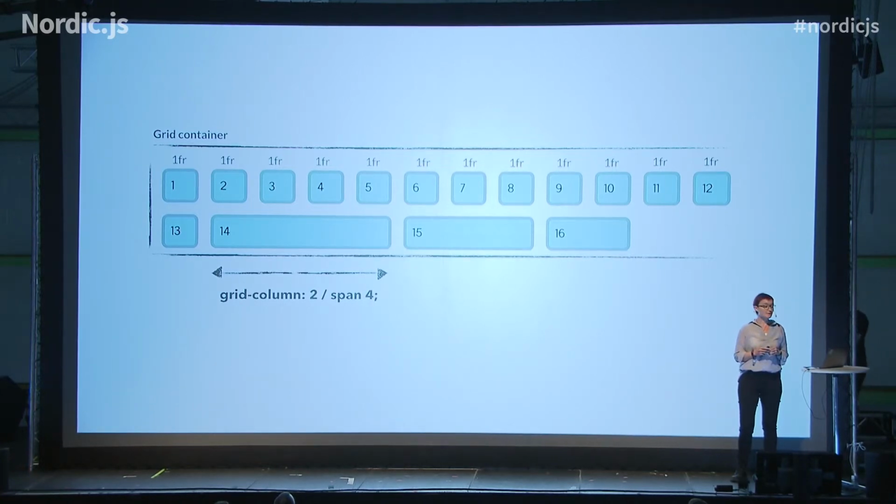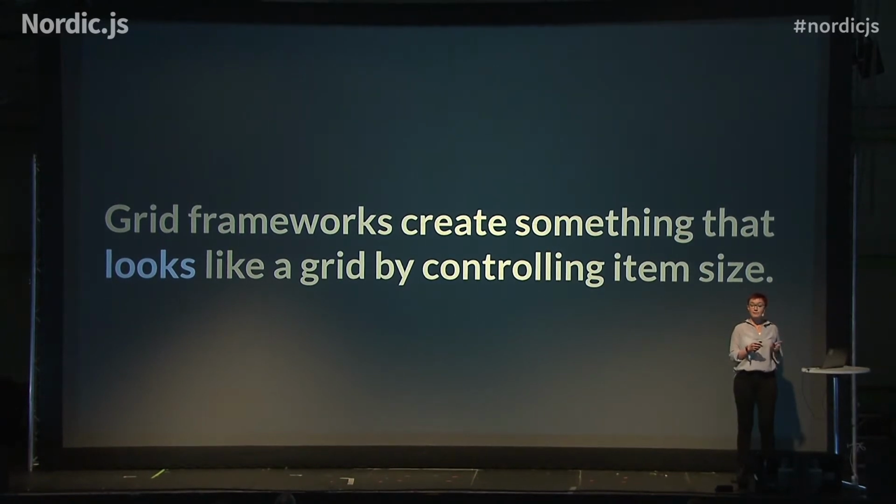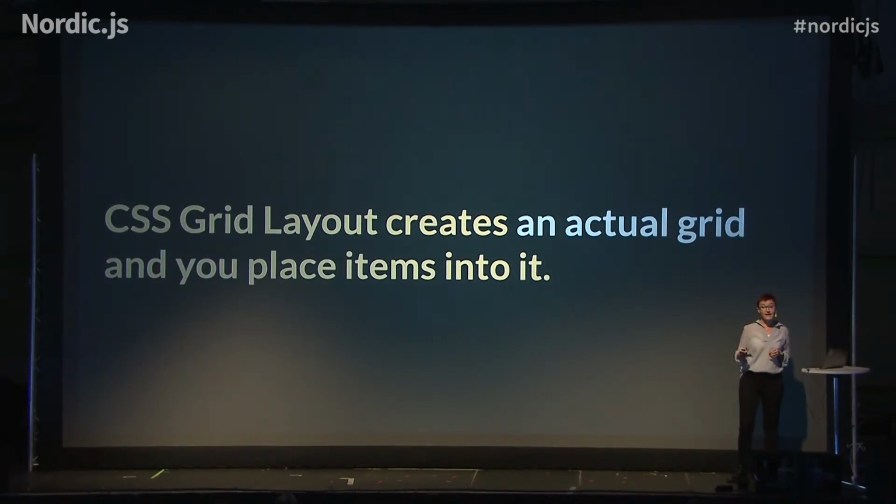We're defining the size of our columns when we set up the tracks. We then tell the items just how many of those tracks to span. And there's a few ways to do that in grid layout. But the sizing typically comes from the container if you're building that kind of 12-column grid. And we don't have other things in CSS that behave like this. So those grid frameworks, things like Bootstrap and Foundation and so on, they're creating something that looks like a grid by controlling item size. Whereas with grid layout, we're creating an actual grid and we're putting items onto it.